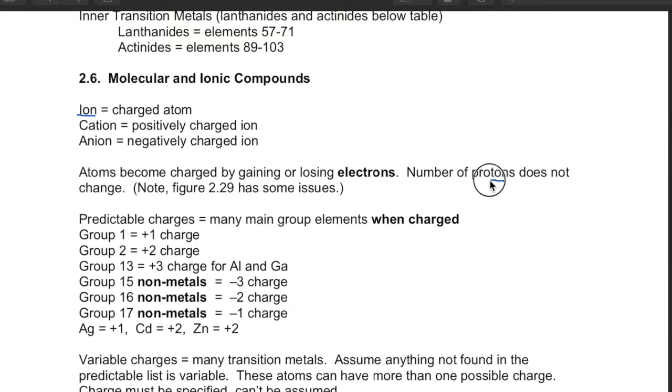Remember that the number of protons can't change without changing the identity of the element, so that doesn't happen. The charge happens by gaining or losing electrons. Some elements, when they do gain or lose electrons, do it in a very predictable way. So we'll take a look at the groups of the periodic table and see which elements we can predict the ions for.